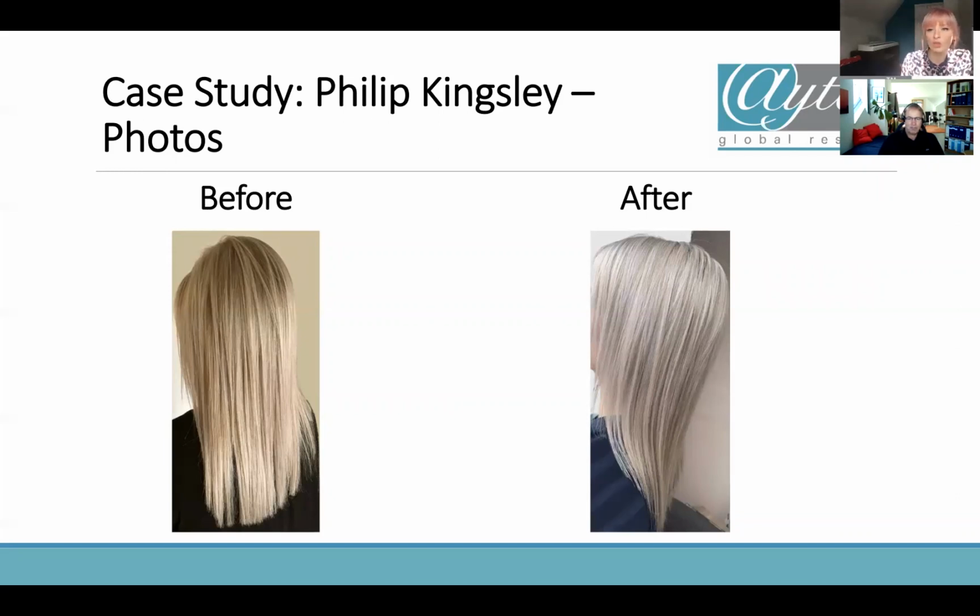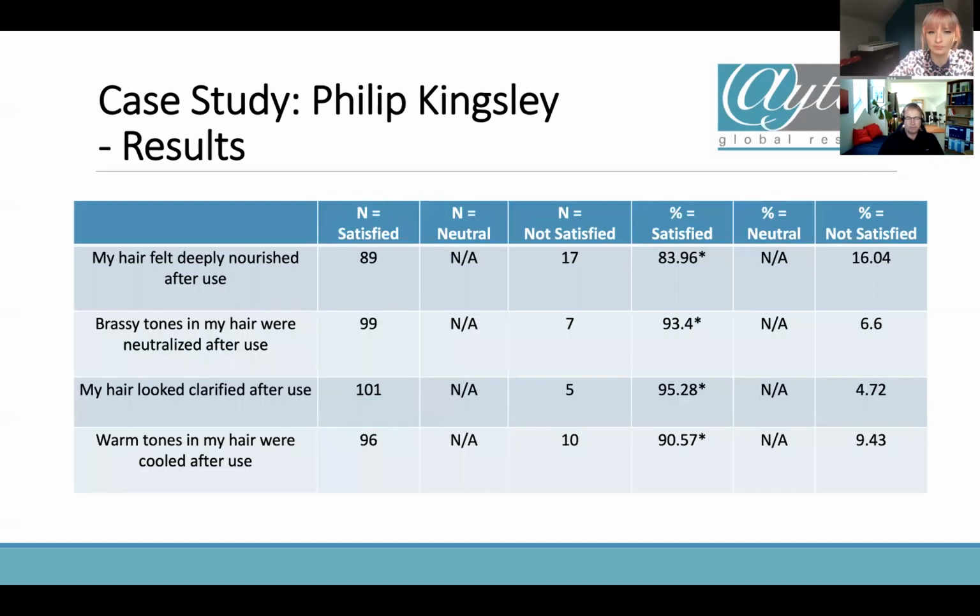But also these can be used in your marketing. It's absolutely fine, and it gives a nice at-home feel for your marketing. So you can see the before and after. We've gone from more yellowy blonde to a lovely icy blonde there, and it really clearly shows us that.